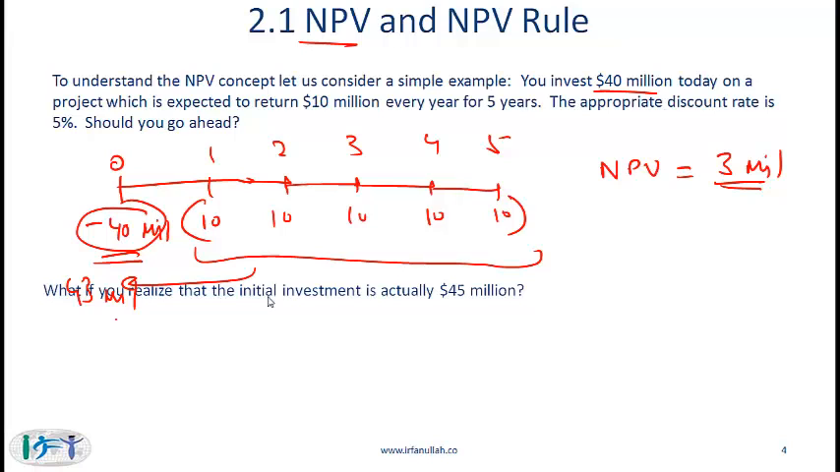What if you realize that the initial investment is actually 45 million? That would mean that at time zero you spend 45 million and the present value of the future cash flow then is still 43 million. Here the NPV is minus 2 million. And this clearly is not good because now we are saying that the present value of what we will get in the future is less than what we are spending today, and therefore we should not proceed with the project if the initial investment is 45 million.